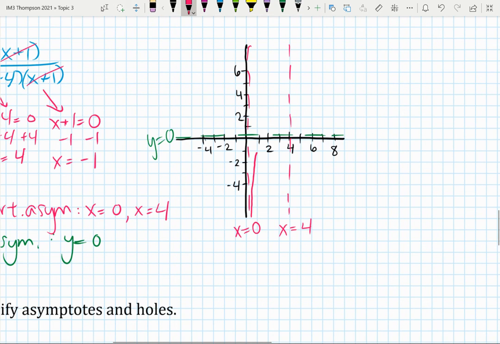This piece kind of comes like this. It still has to stay within the borders of my asymptote. This one kind of comes like this. And this one, don't forget the hole. Like that.